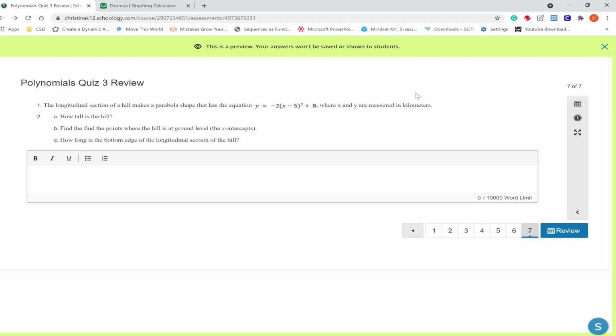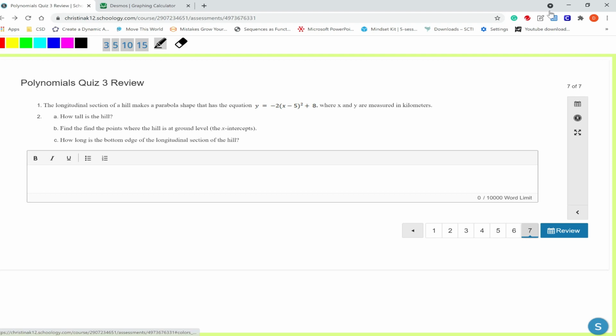And question number 7. It says a longitudinal section of a hill makes a parabola shape that has the equation y equals negative x minus 5 squared plus 8, where x and y are measured in kilometers. How tall is the hill?